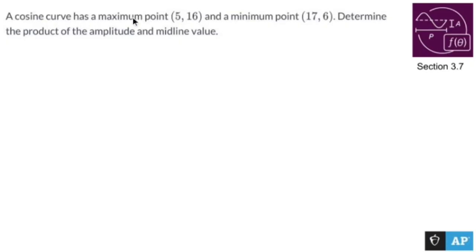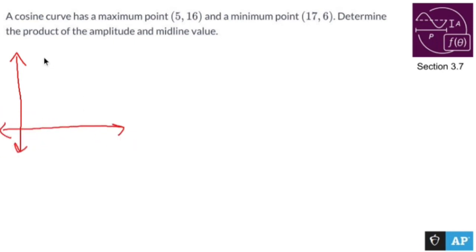A cosine curve has a maximum point at 516 and a minimum point of 7.6. Determine the product of the amplitude and midline values. So this is kind of a strange problem. Everything exists in quadrant 1, so let's get a little graph going on here.